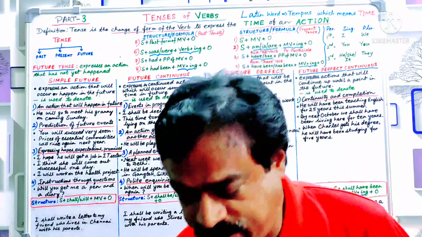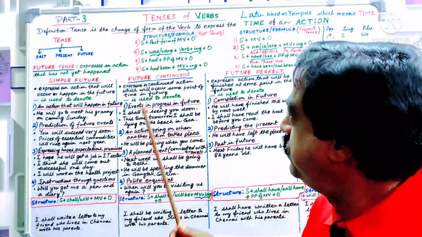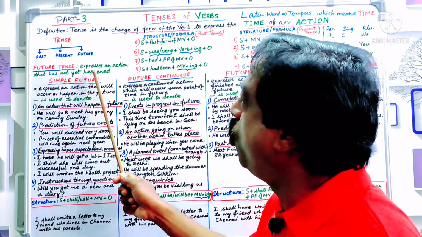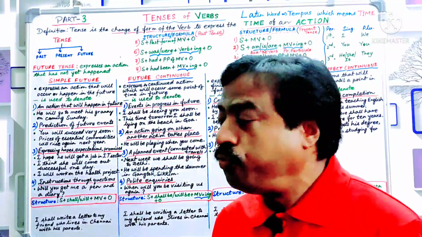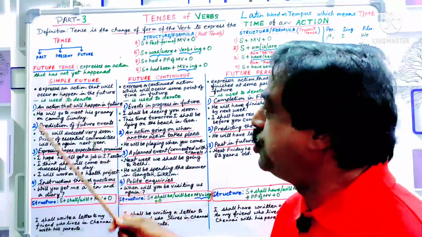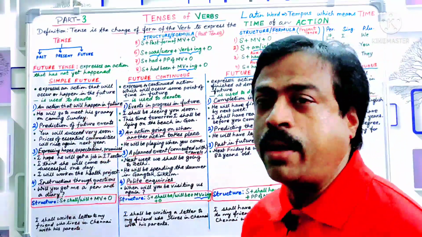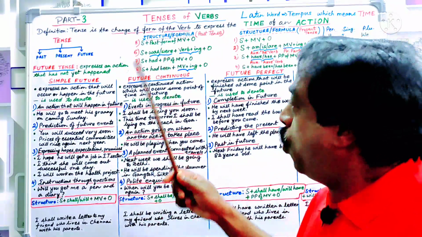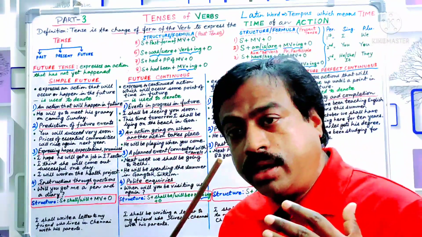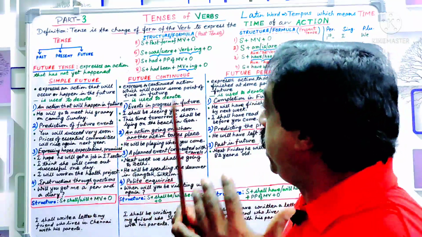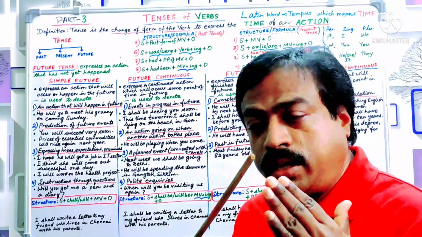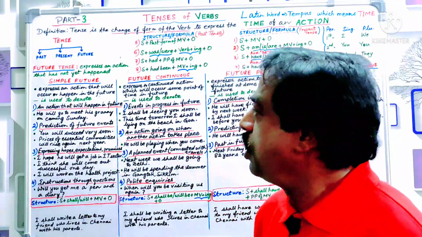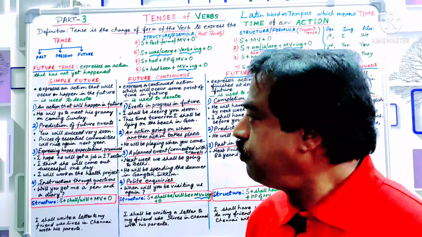So let's start. Future tense expresses an action that has not yet happened. Again, when we come to the individual separation of tenses, because each tense is divided into four, future tense is again divided into four.